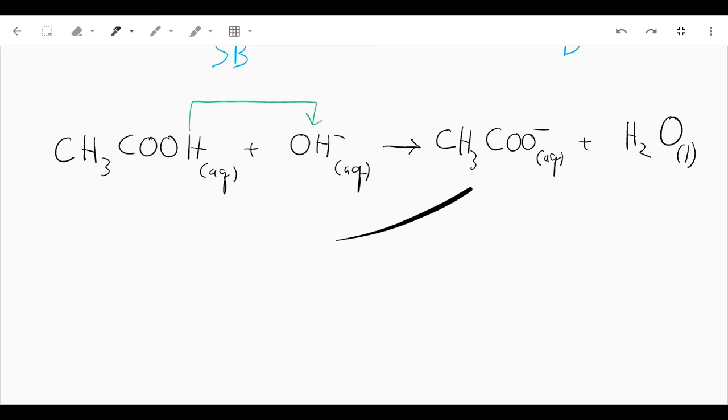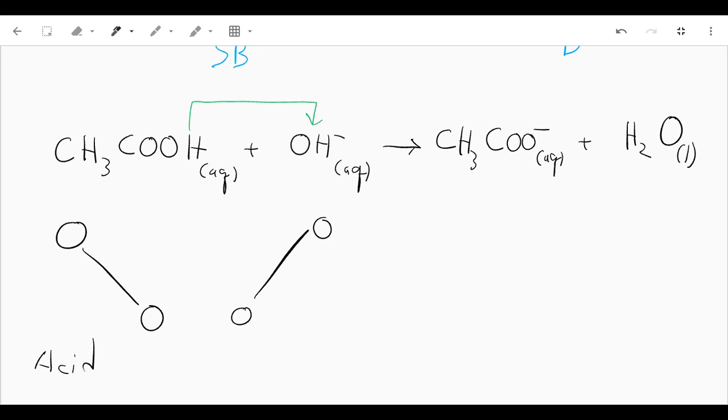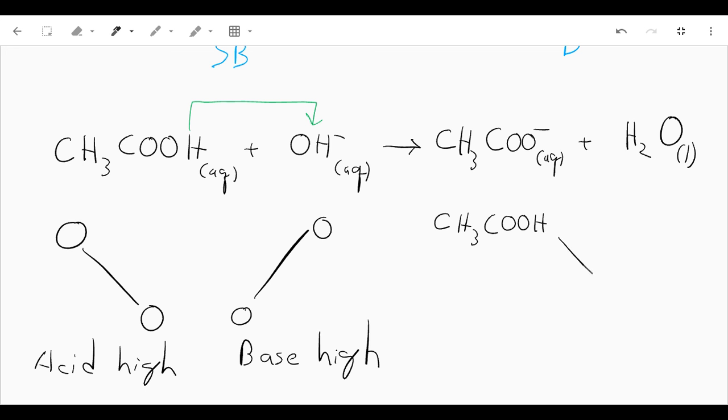Then for which reaction predominates, we have to see, is it oriented like this or is it oriented like this? Is the acid high or is the base high? Do not take those out of context. So what we see here is that our CH3COOH is above our OH-. So that means products will be favored.